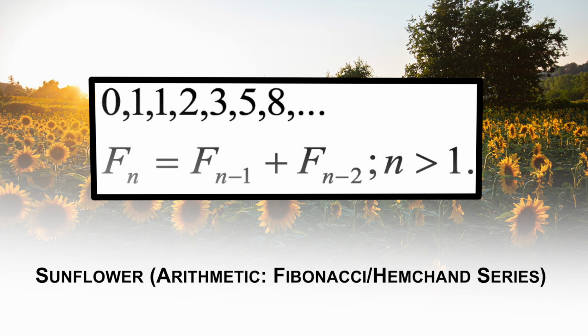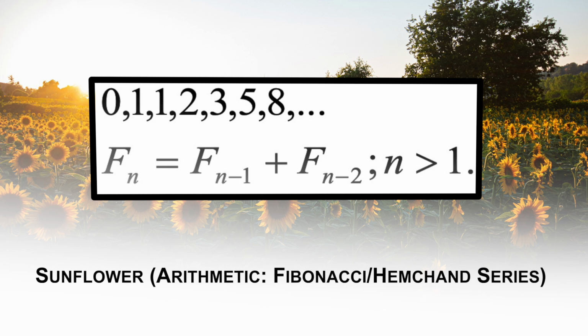Then what is the relation between this sequence and the pattern of the sunflower? This was defined in the 11th century by Hemachandra, a famous Indian mathematician. But in the mathematical world, this is referred to as the Fibonacci series. It is defined by Fn equal to Fn minus 1 plus Fn minus 2. If we put n equal to, suppose, 2, then F2 is F1 plus F0, which is 1 plus 0, that is again 1.